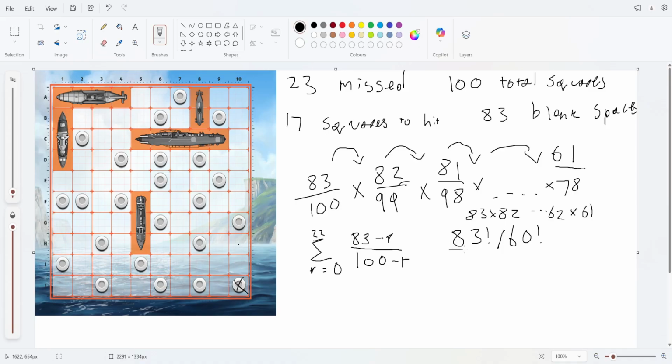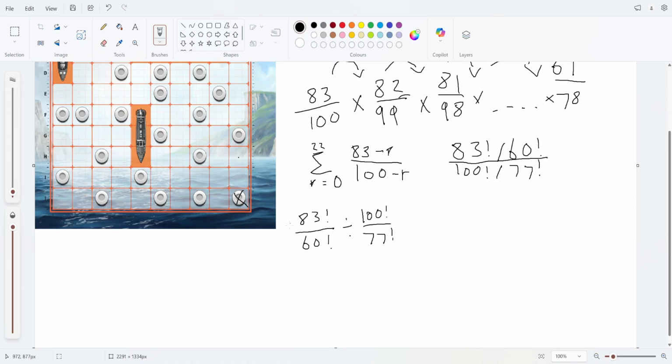So then I'm going to do the same thing on the bottom. So this is going to be 100 times 99 times all the way down to 78. Because we don't want to cancel out the 78 here, we're going to write 100 factorial divided by 77 factorial. So then that only gives these values here. So I've just rewritten this fraction like this. Then I can do my keep change flip on this. So it's going to be equal to 83 factorial times 77 factorial all over 100 factorial times 60 factorial.